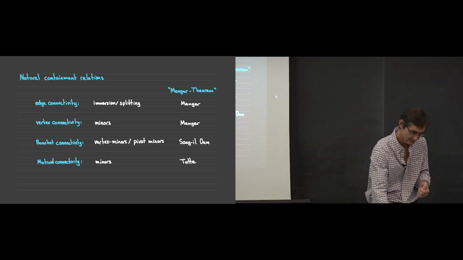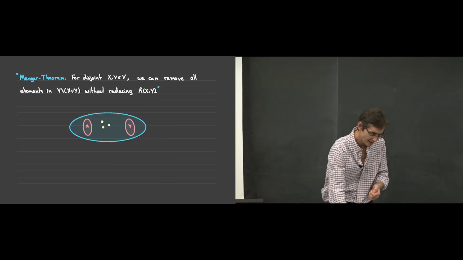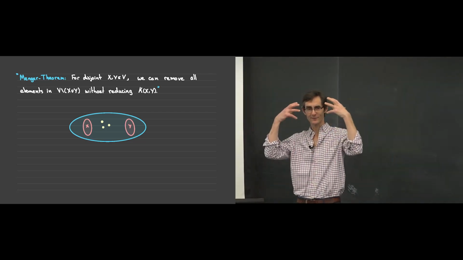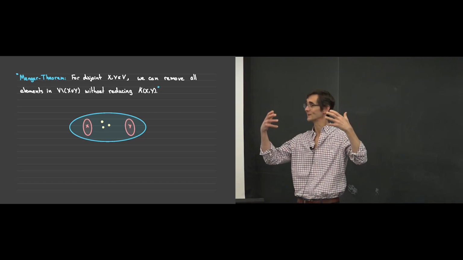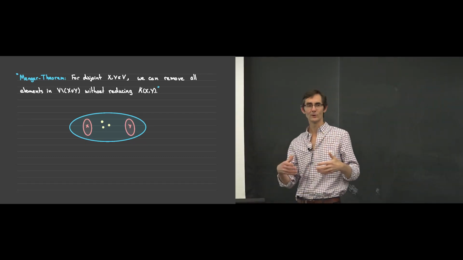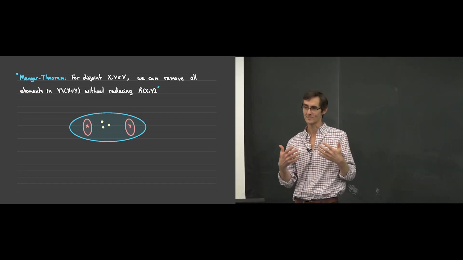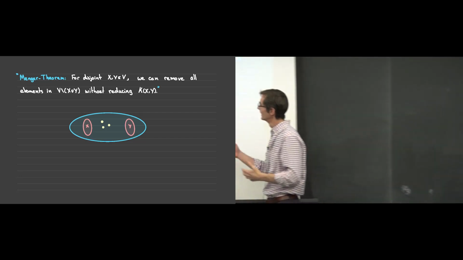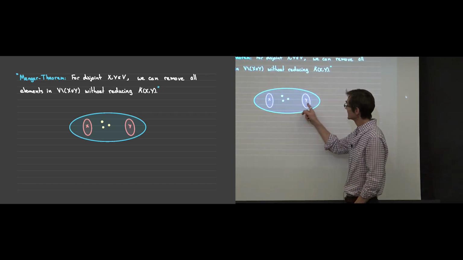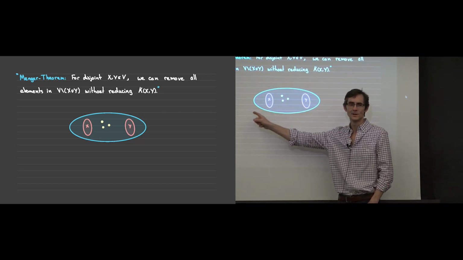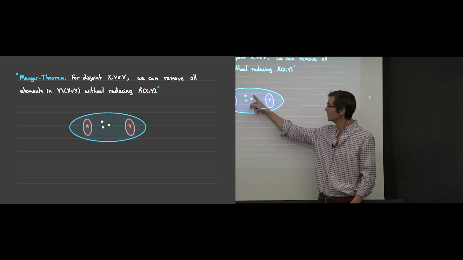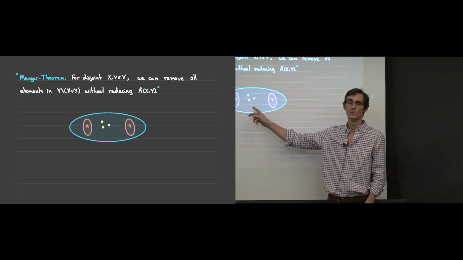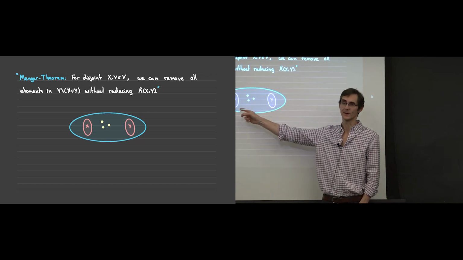Now, what is Menger's theorem when you think about it through the lens of connectivity systems and such? It's not going to look at all like what we think of Menger's theorem as. What it says is that if I take two disjoint sets X and Y in a connectivity system, I can remove the elements outside X and Y without reducing the connectivity between X and Y.